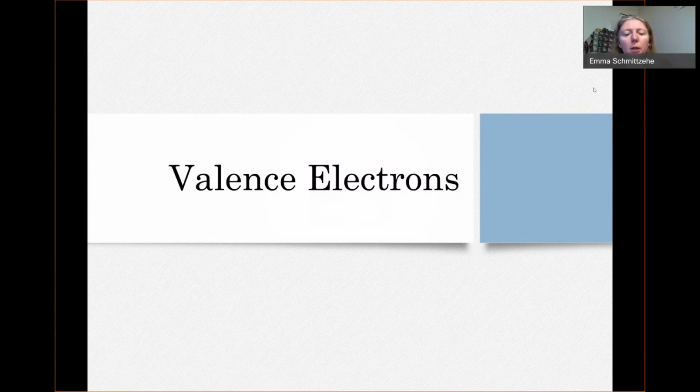Okay, I want to introduce valence electrons. Now, we're not going to go in great depth. We're not going to look at electron configurations and the foundation of valence electrons. What we're going to do is just talk about the basic idea of what a valence electron is and how you determine how many valence electrons something has.